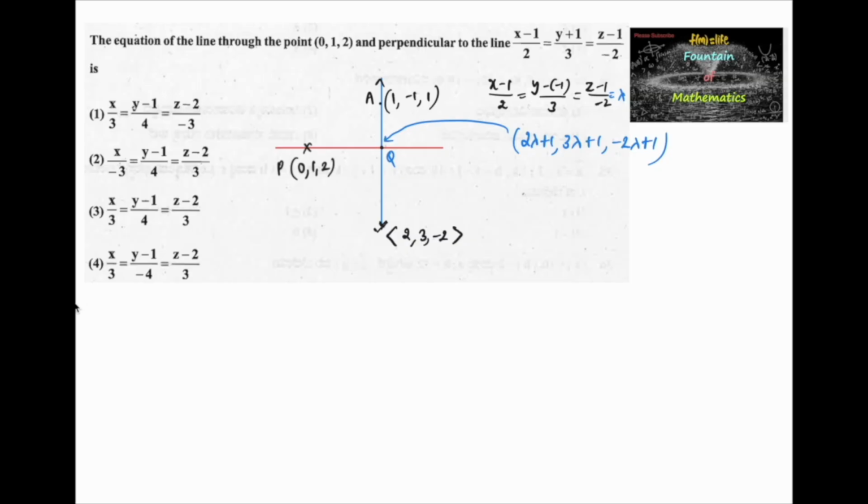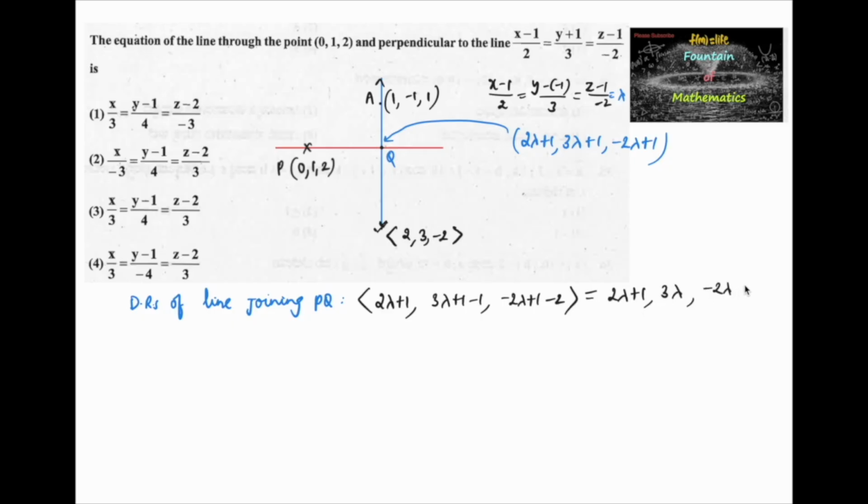Now the direction ratios of PQ, the line joining the two points P and Q, can be given as 2 lambda + 1, 3 lambda − 1 − 1, −2 lambda + 1 − 2, which is equal to 2 lambda + 1, 3 lambda and −2 lambda − 1.